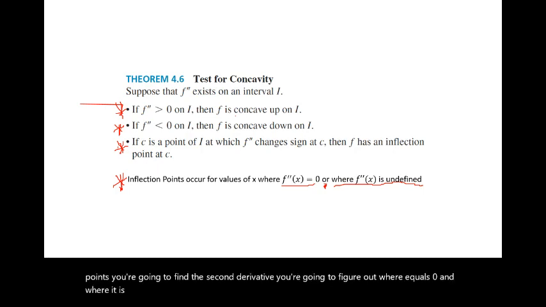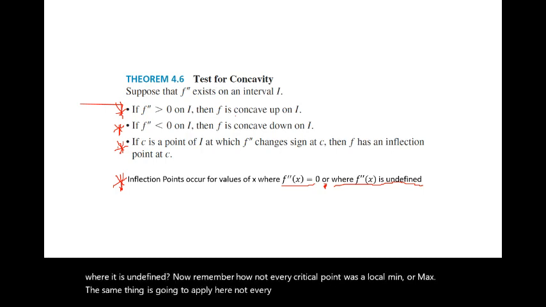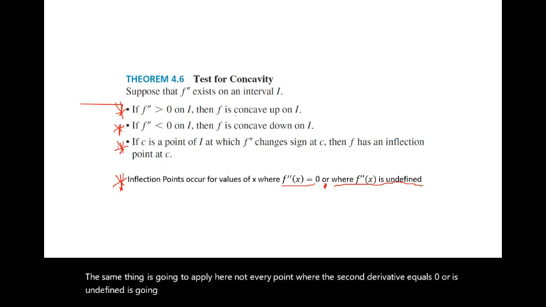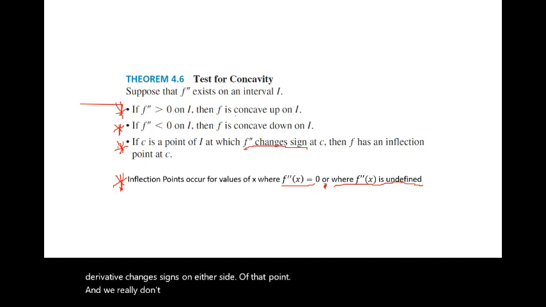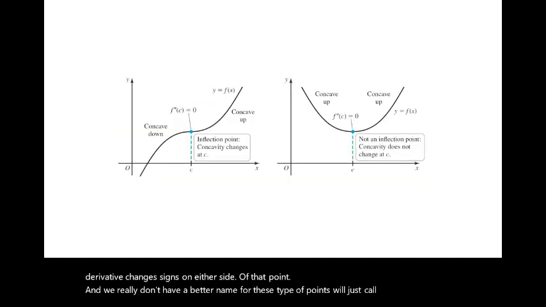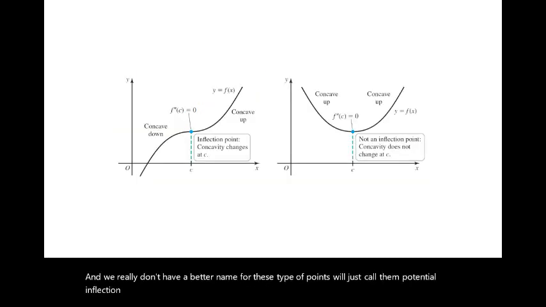Now, remember how not every critical point was a local min or max? The same thing is going to apply here. Not every point where the second derivative equals 0 or is undefined is going to be an inflection point. You actually have to make sure that the second derivative changes signs on either side of that point. And we really don't have a better name for these type of points, so we'll just call them potential inflection points.